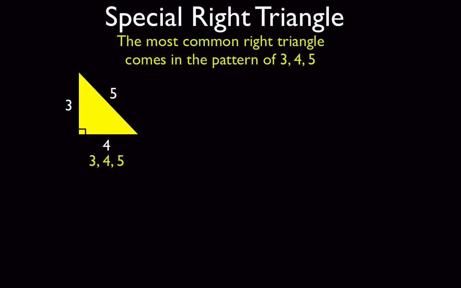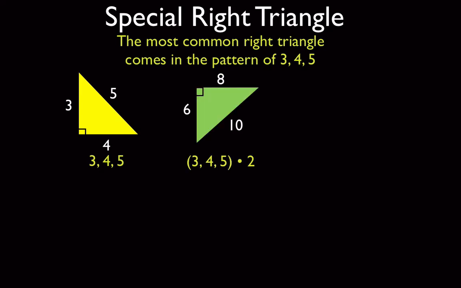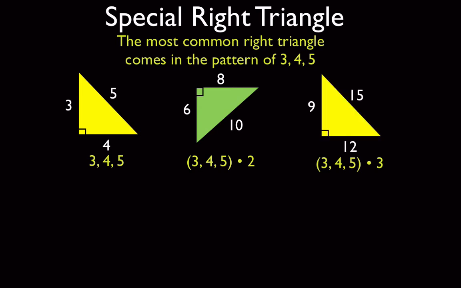So let's say I take all 3 sides and multiply them each by 2, like this. That still makes a working right triangle. 6, 8, and 10 form a nice right triangle. And if you remember, that's the first one we looked at way back when. If I multiply it by 3, same thing. 3 times 3 is 9, 4 times 3 is 12, and 5 times 3 is 15. That still makes a working right triangle. So what you can look for is multiples of 3, 4, 5.